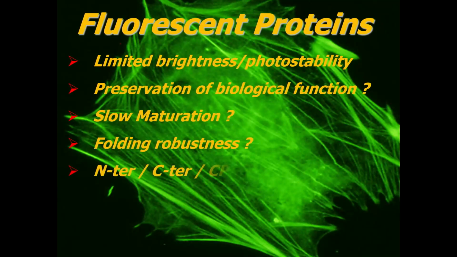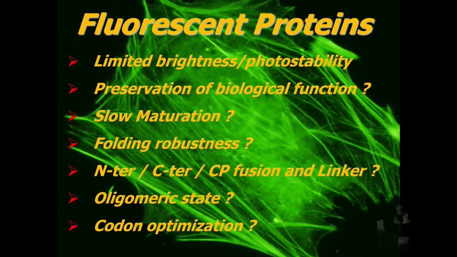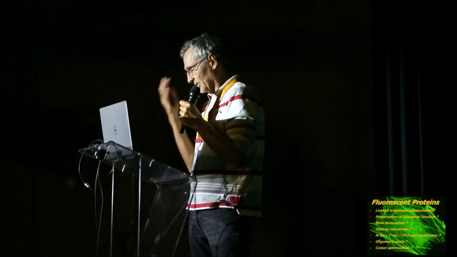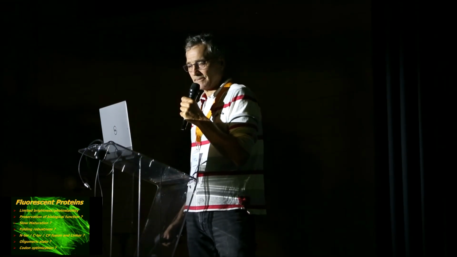But unfortunately, they have a lot of drawbacks. They are not very bright. They are typically not super photostable. They may not always preserve biological function, because after all, they are not that small, 30 kilodaltons. If they are mispositioned, this can pose a problem concerning biological function. And a very critical aspect is the slow maturation. The maturation of the chromophore from three amino acids can take not only minutes, but sometimes hours, and maybe even many hours. And this is potentially a serious problem when you do imaging.